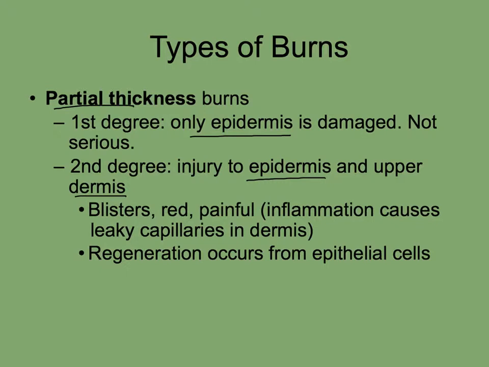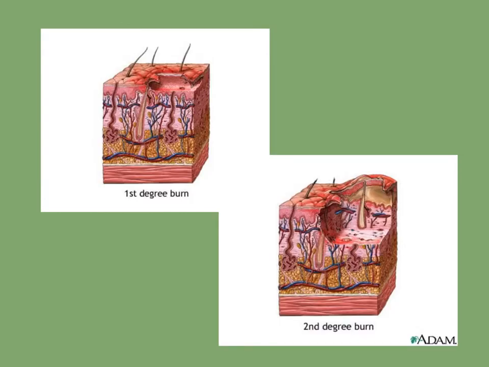Signs of a second degree burn are blisters and a red appearance that can be quite painful. But in both first and second degree burns, you can have regeneration of the lost tissue because you still have epithelial cells, remember these are the mitotic cells, to recreate the skin that you have lost or damaged by a burn. So here are some diagrams of what a first and second degree burn would look like.